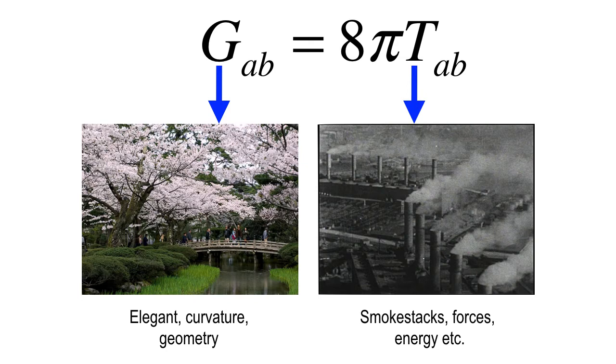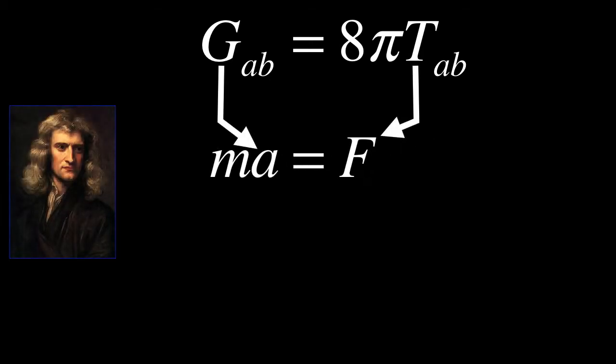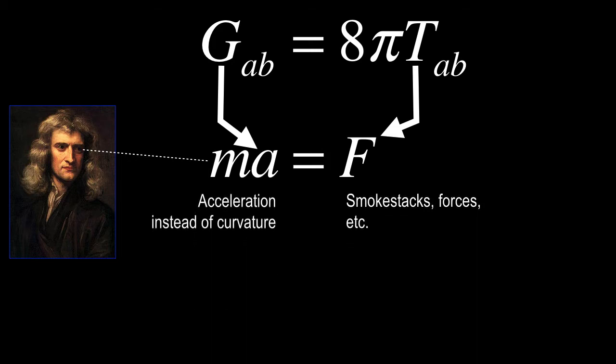Now, I want to relate this to Sir Isaac Newton. So here's the Einstein field equation. And the way that Sir Isaac Newton might make sense of it is by saying, oh yeah, my F equals ma. All I got to do is reverse it left to right. The curvature of space-time would partner up with the ma side of F equals ma. And all the smokestacks are over there on the F side, the force side. Now, Einstein's field equation is written in terms of energies and momentum. Sir Isaac Newton's is written in terms of accelerations and forces.